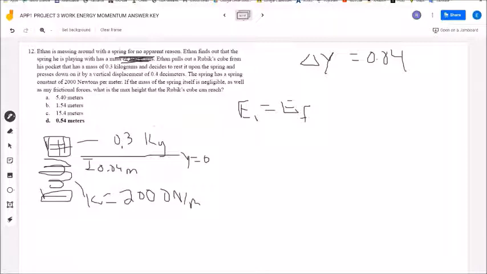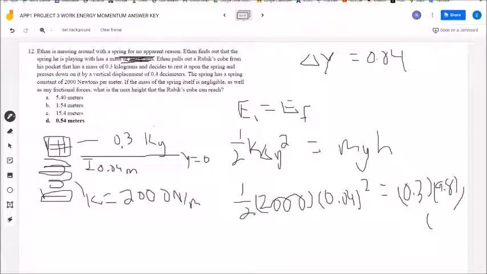There's elastic potential energy because the spring is being compressed here. The equation for elastic potential energy is 1/2 k delta y squared, and this equals the final energy. In the final state, the Rubik's Cube will be in the air at max height, and the spring will be at equilibrium. So there's no elastic potential energy, only gravitational potential energy. U_G is equal to mgh, which is mass times gravity times the height or displacement from y0.